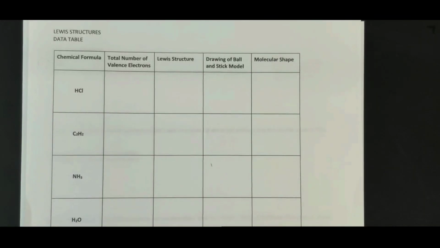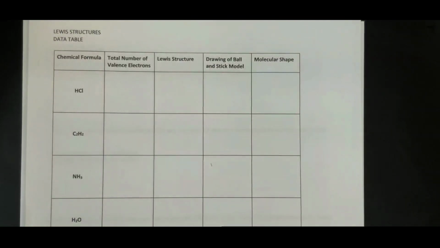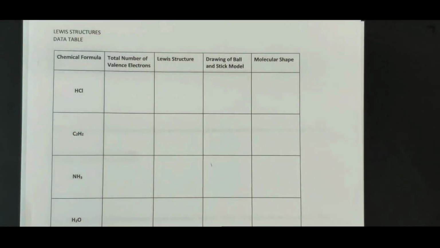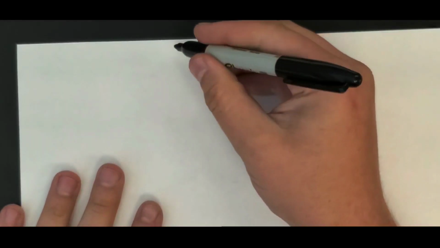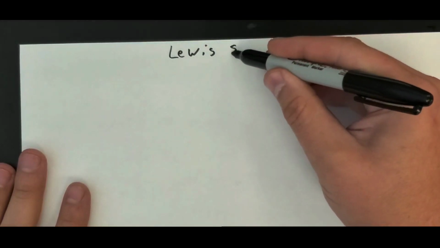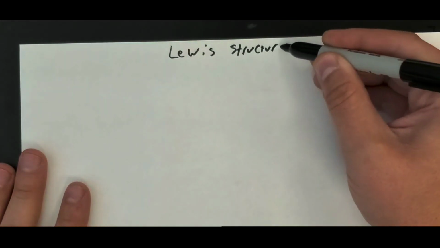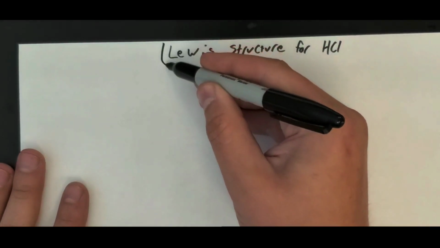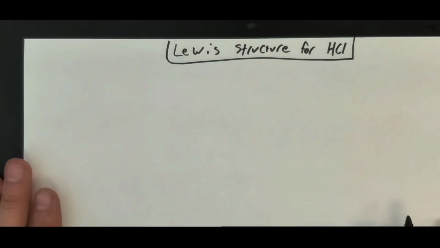Okay, we're going to start working through this table now. The first structure we want to find is hydrochloric acid, or hydrogen chloride rather. And so, we bring out a piece of paper and we'll work through this. The Lewis structure for HCl.